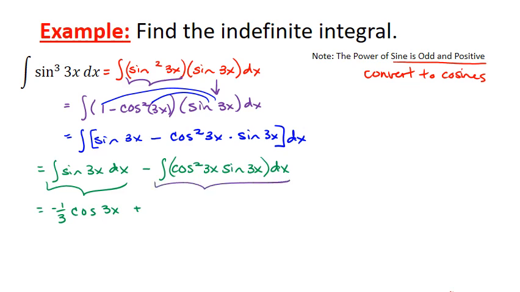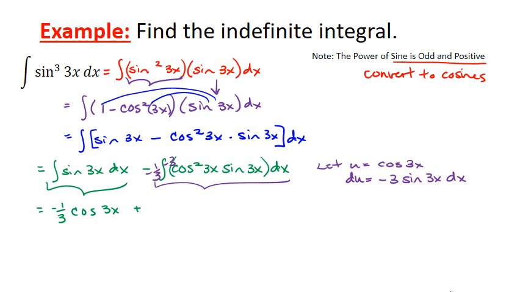This one is very, very similar to the previous example, whereas I want to let u equal cosine of 3x. Because if u is cosine of 3x, then this is just u squared. So if that is u, then du is negative 3 sine of 3x dx. So I'll need a negative 3 here. I will undo it on the outside. So I end up with, let's see here.